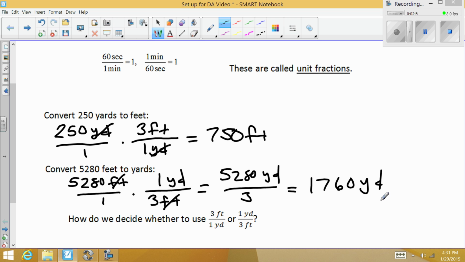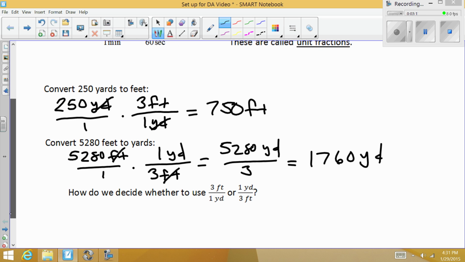So when I did these two conversions, I used two different unit fractions. I used 3 feet over 1 yard and 1 yard over 3 feet. So it's important to be thinking about how we decide, do we multiply by 3, do we divide by 3? And so we look at the units we have and the units we want to have.